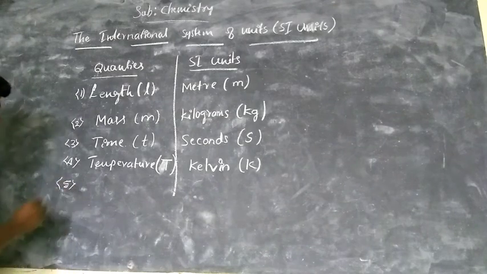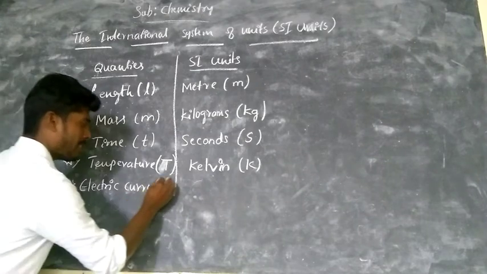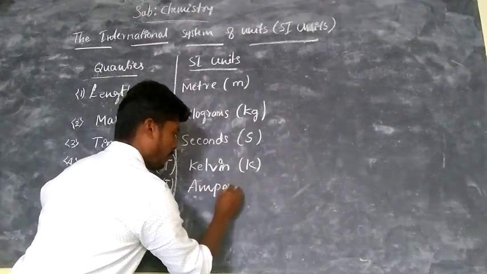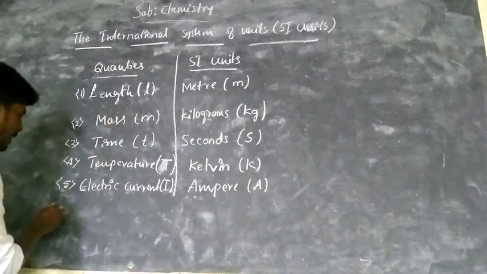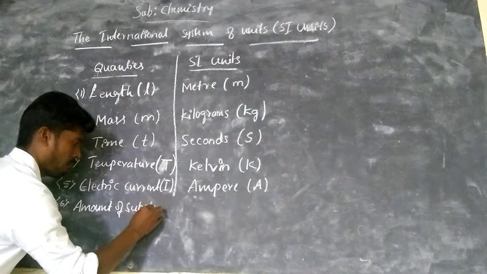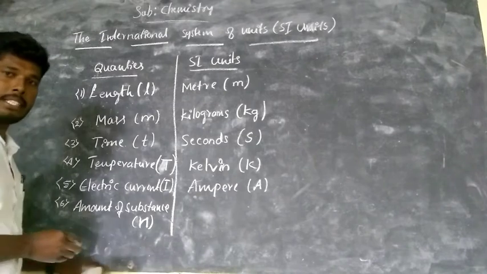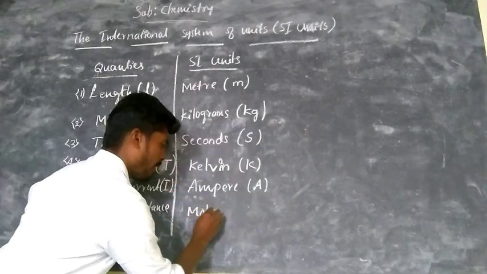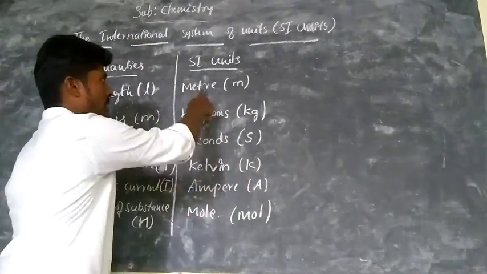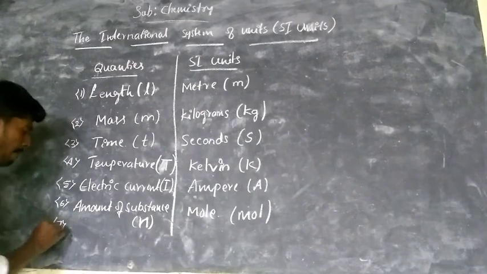Then the fifth one is electric current. It is indicated by the symbol capital I, and it is measured in ampere, indicated by capital A. Then the sixth one, amount of substance, is indicated by the symbol small n, and the SI unit is mole, with the symbol mol. Then the last one, the seventh, is luminous intensity.